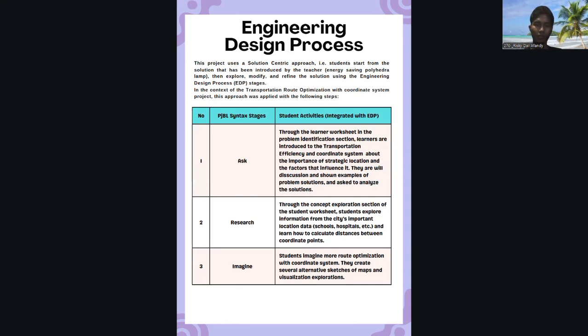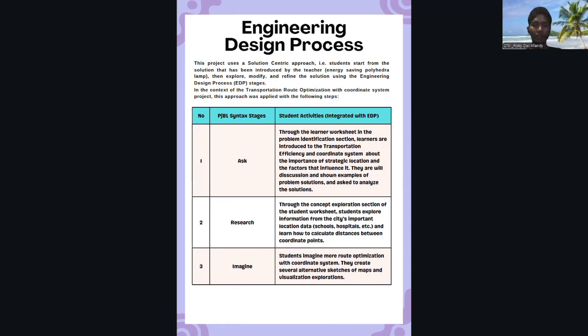Like before, this refers to the learner's worksheet. Here, the worksheet will additionally be used as summative scoring. In the worksheet, there is a problem identification section. The students will be introduced to transportation efficiency and system function. There will be a discussion and an example of a problem solution, and the teacher asks them to analyze the solution.